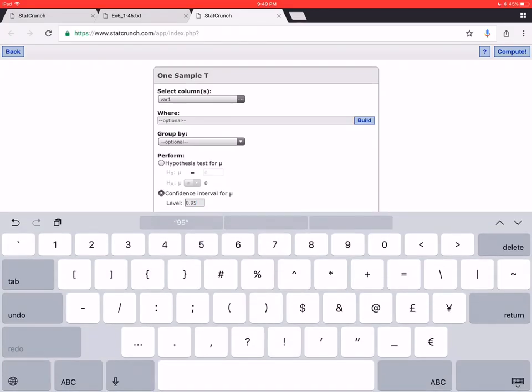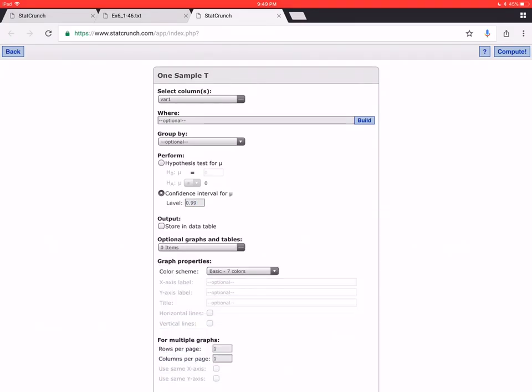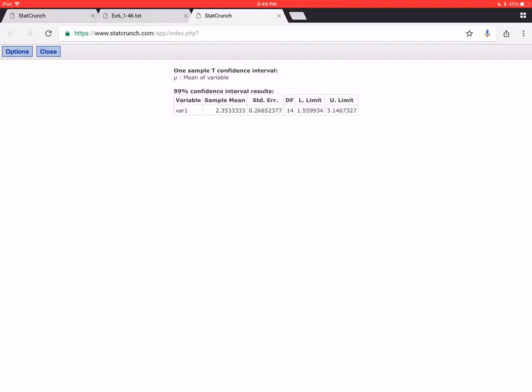I input my level of confidence. That's all I need to worry about. Click compute. And notice it gives me several pieces of information here. It gives me the sample mean. It gives me the standard error. That's not the same thing as standard deviation, but it does give me the lower limit and the upper limit for my interval.